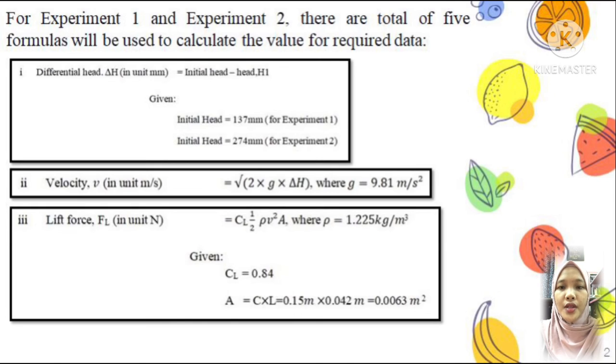Thus, for all the experiments, a total of 5 formulas will be used. The first one is to find the value of differential head, which the formula is initial head minus the observed head, h1. The second formula is to find the velocity by using the formula of 2 times gravity times the differential head, and then square root the answer, we'll get the velocity value. The third is lift force, using the formula of force lift equal to coefficient of lift times half times density of air times velocity to the power of 2 times area. From the slide provided, the coefficient value is 0.84 and the area is C times L equal to 0.0063 meters squared.